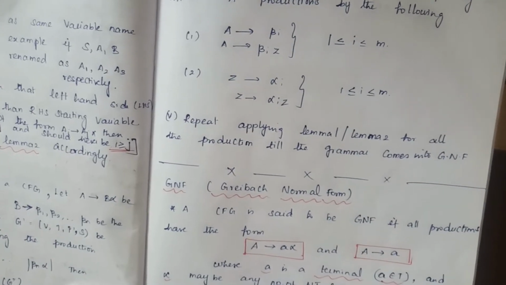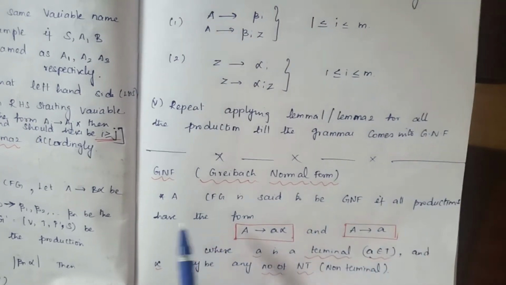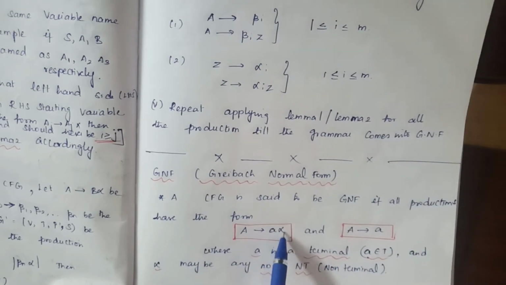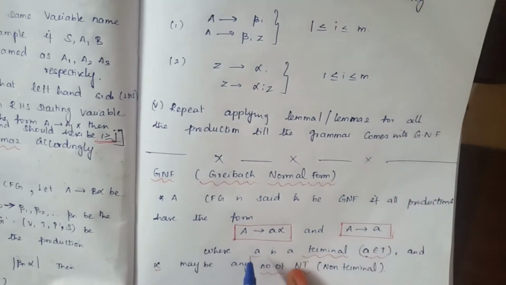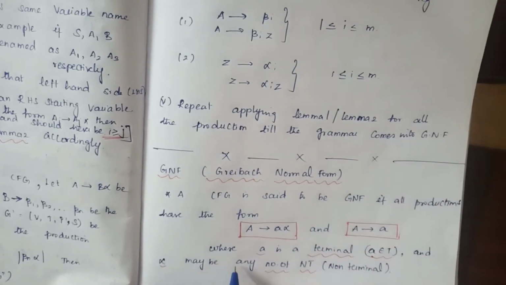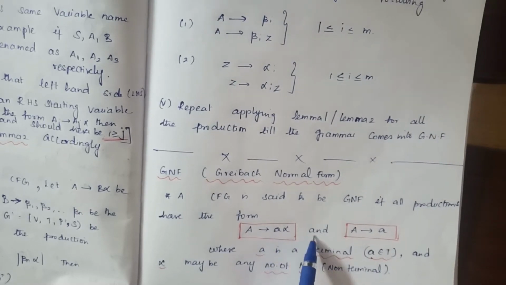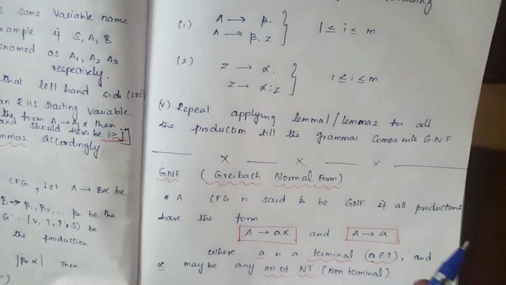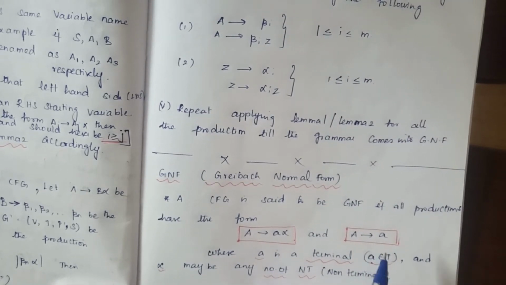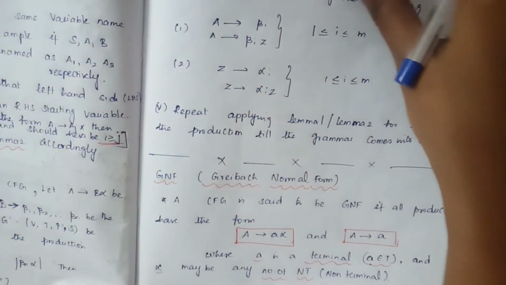We have seen the rules of GNF. Then we'll go for what GNF is. A CFG is said to be in GNF if all the productions have the form A tends to small a alpha and A tends to a, where a is a terminal, which belongs to T, and alpha may be any number of non-terminals. So it is a single terminal followed by any number of non-terminals, or it is a single terminal.